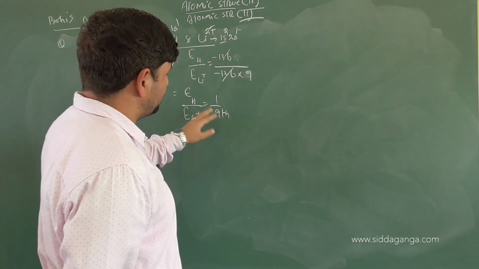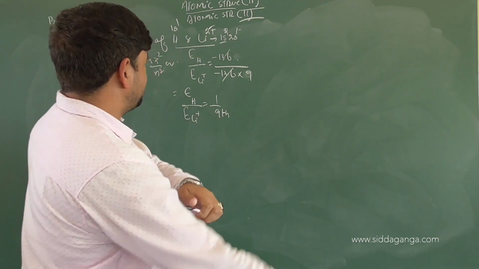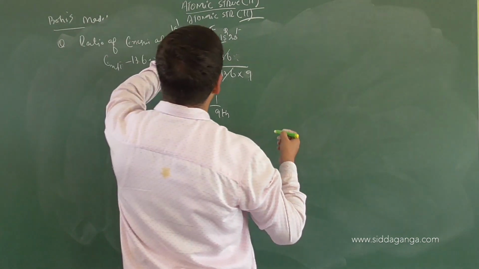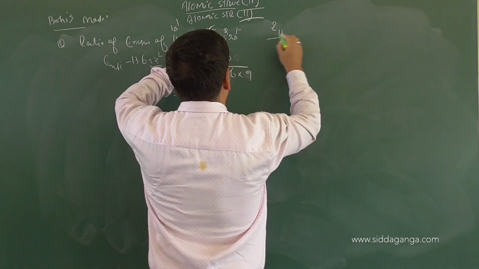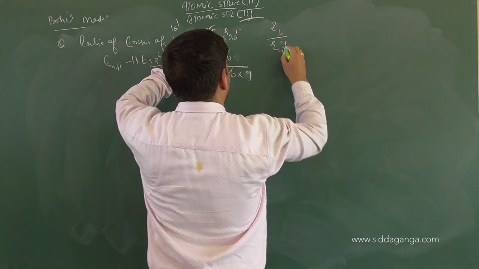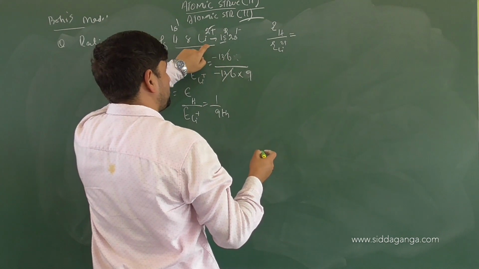Similar way you can do a question with respect to radius as well, of hydrogen to that of lithium. So let us see that also. Ratio of radii of hydrogen to lithium 2 plus. So radius of hydrogen by radius of lithium 2 plus will be equal to, what is radius equal to?